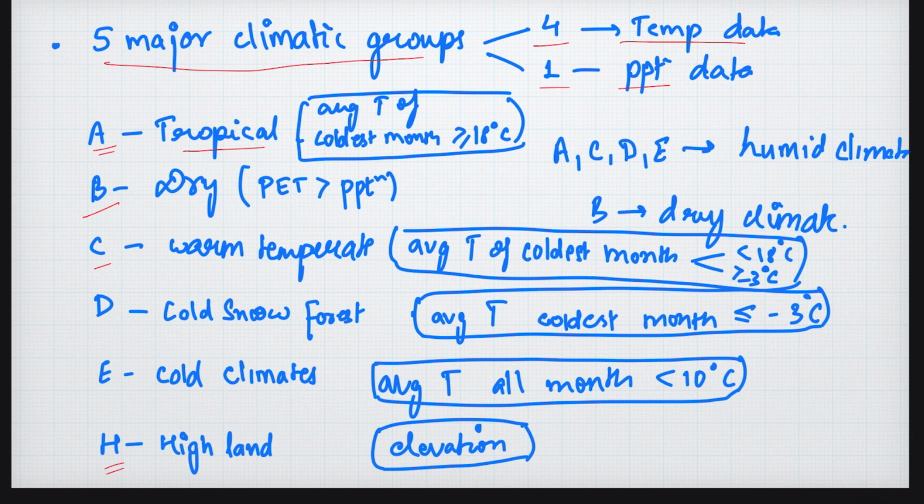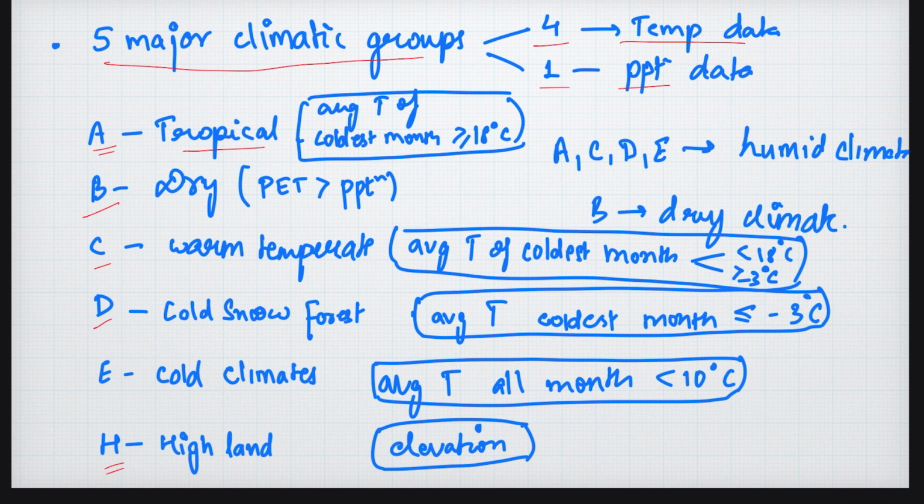C represents warm temperate climate. Here, the average temperature of the coldest month remains below 18 degrees Celsius, but it is above -3 degrees Celsius. Then comes D, which is cold snow forest type of climate. Here, the average coldest month temperature remains below -3 degrees Celsius. Then coming on to E, it is the cold climate. Here the average temperature of all months is below 10 degrees Celsius.